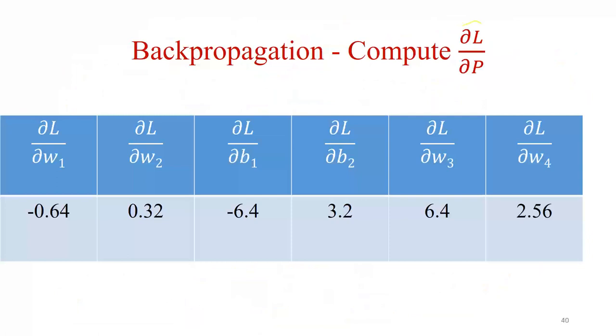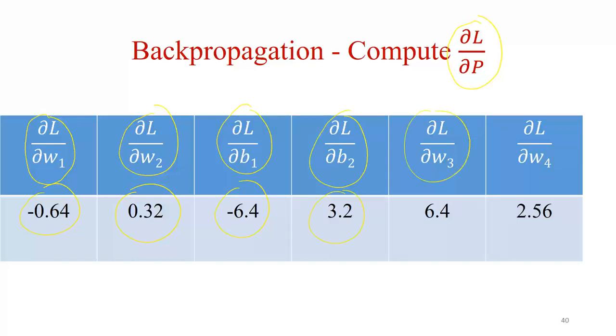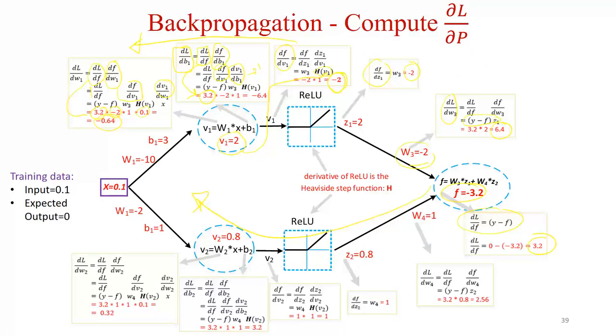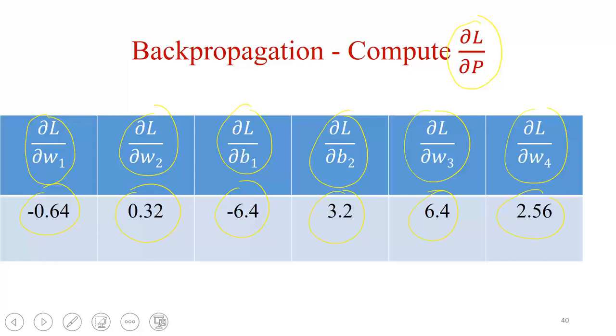Now, I have computed delta L over delta W1, minus 6.4, delta L over delta W2, 3.2, delta L over delta B1, minus 6.4, delta L over delta B2, 3.2, delta L over delta W3, 6.4, and delta L over delta W4, 2.56. You can see in the diagram all these values are here. So I summarized it in this table.